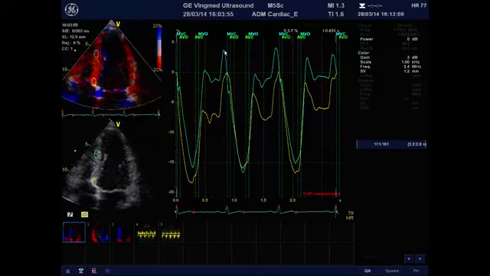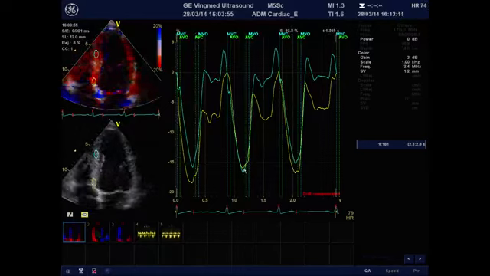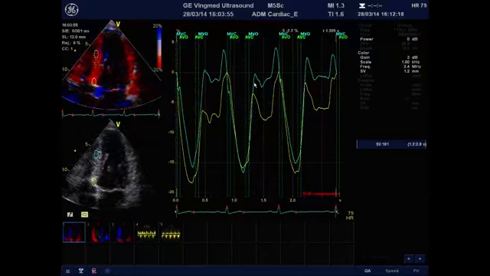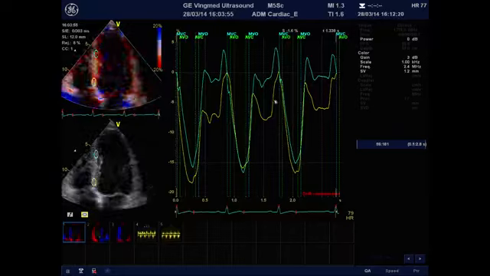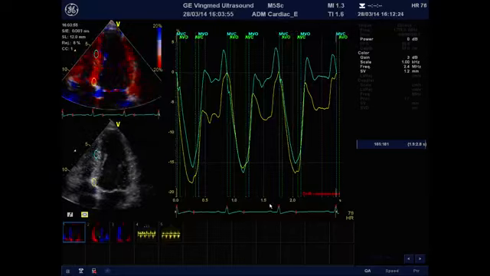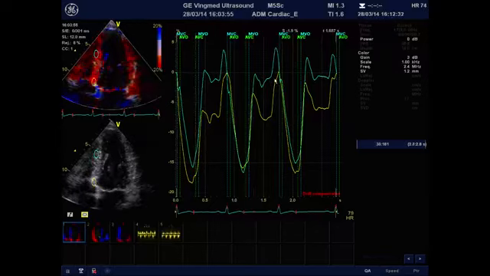What do we see here? We see a downward motion or a downslope of this curve, indicating that there is shortening of the myocardium. And after aortic valve closure, we see an upward motion or an upward slope of this curve, indicating that the myocardium is lengthening. After atrial contraction, we have a second upslope of this curve, indicating again myocardial lengthening.